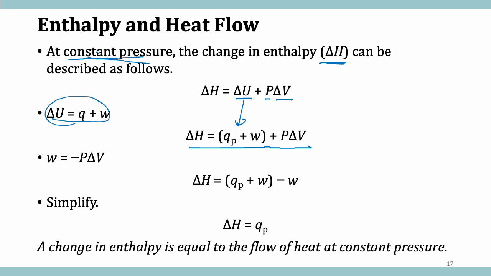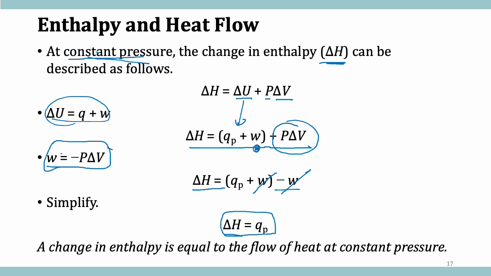Now what is work done? Work is also minus P times delta V. So we can replace P times delta V with a W, so that becomes negative W here. Positive W and negative W cancel each other out, which basically tells us that delta H is equal to heat at constant pressure. So if a reaction is being done at a constant pressure, the amount of heat that flows between system and surrounding is called the enthalpy. That is it.